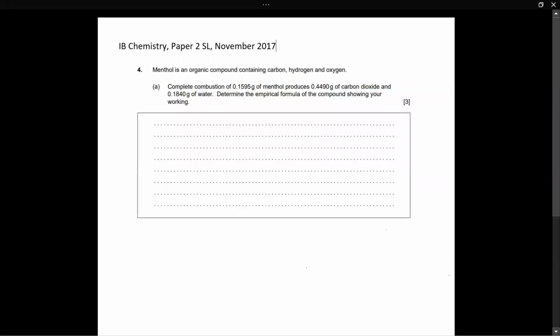And in this video, we're going to be taking a look at a question from the IB Chemistry Paper 2 SL from the November 2017 batch. And even though this is from an SL paper, it shares content with HL as well. So both SL and HL students need to know this very well. And as you can see, it is worth a lot of marks, so it is an important question.